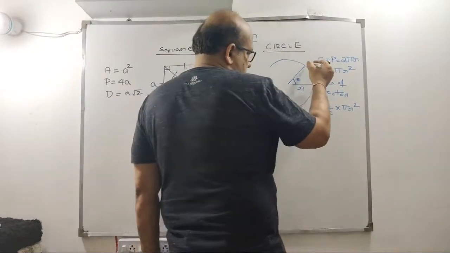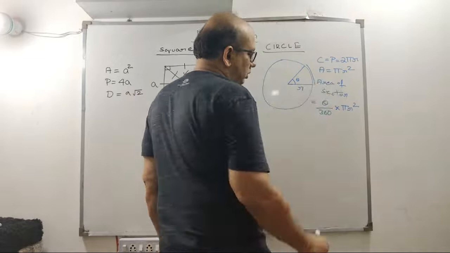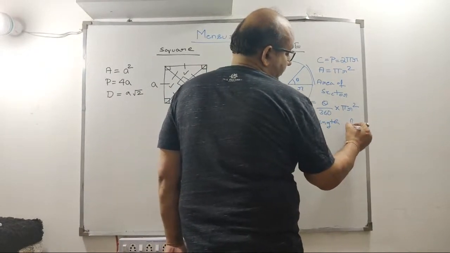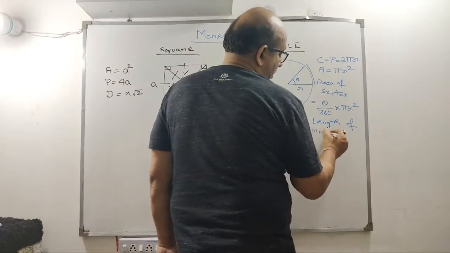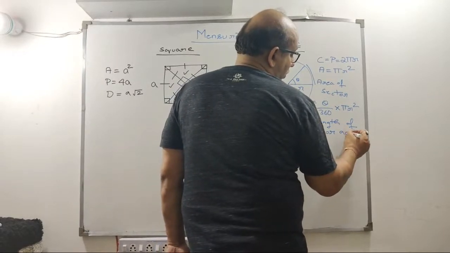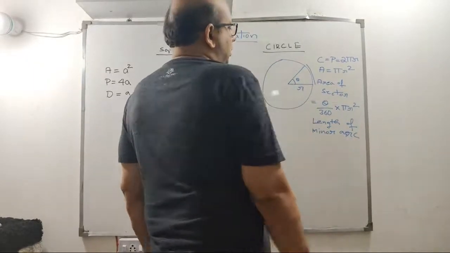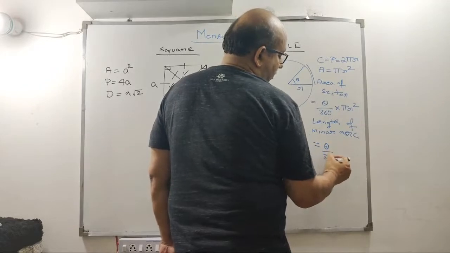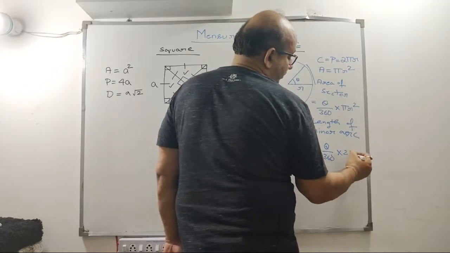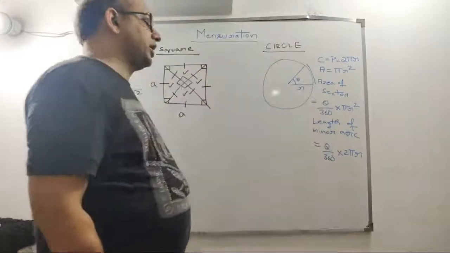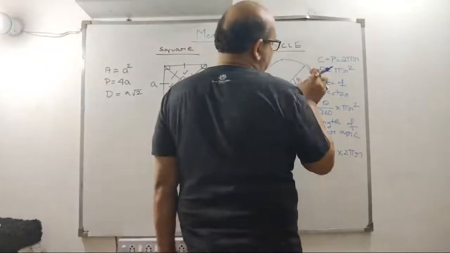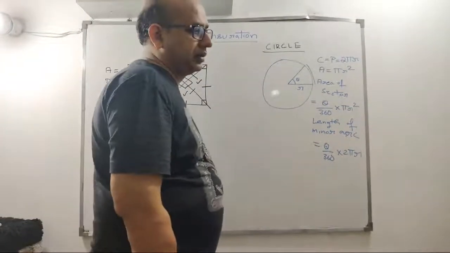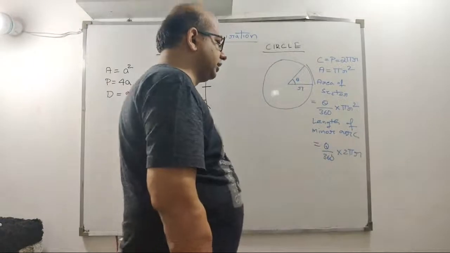Second thing is the length of minor arc. So this is minor arc, and I need to find its length. Please note down all these things. Length of minor arc is equal to theta by 360 into 2 pi r. Again, if theta becomes equal to 360, then this minor arc becomes the entire circumference of the circle.